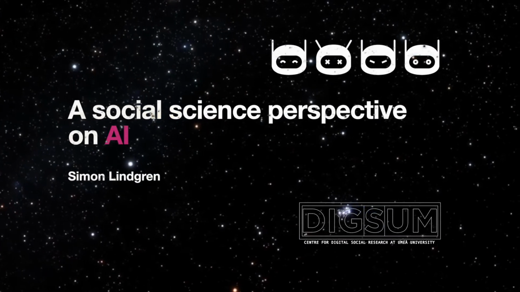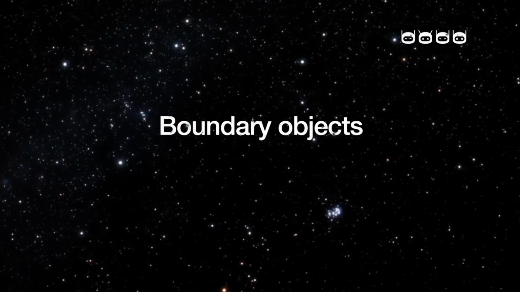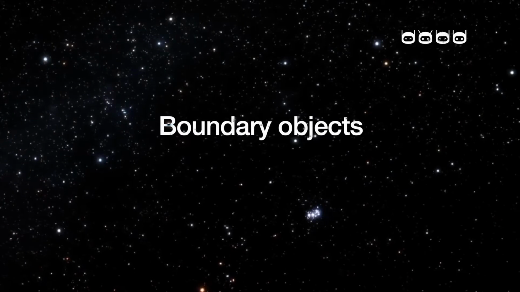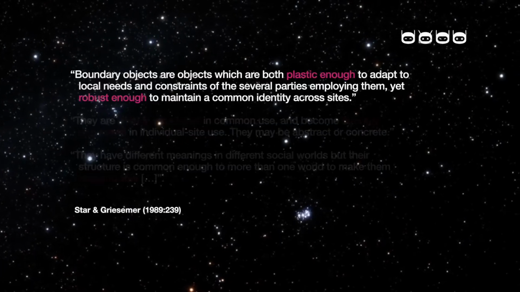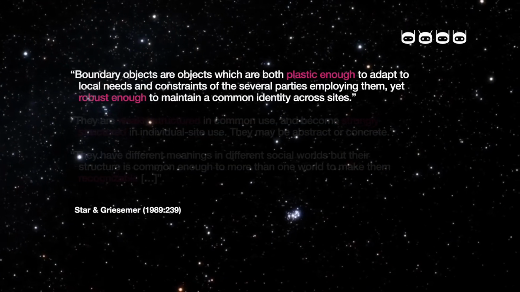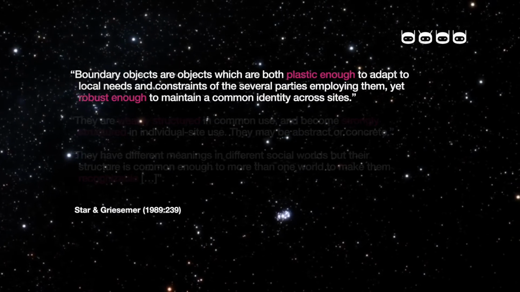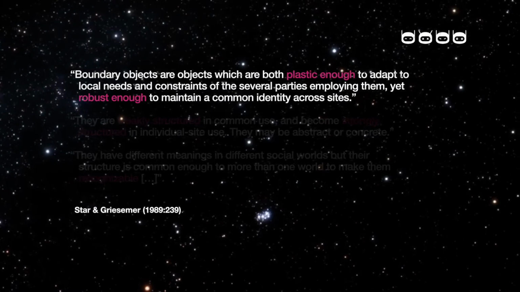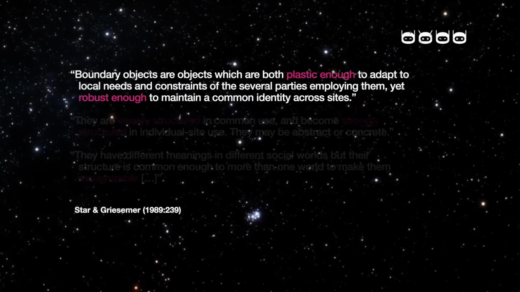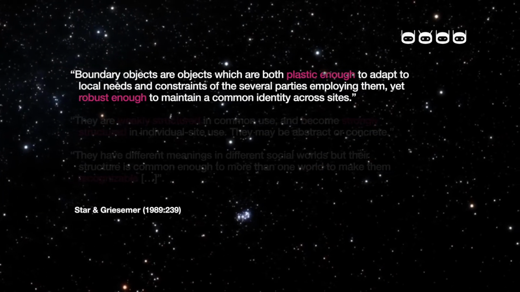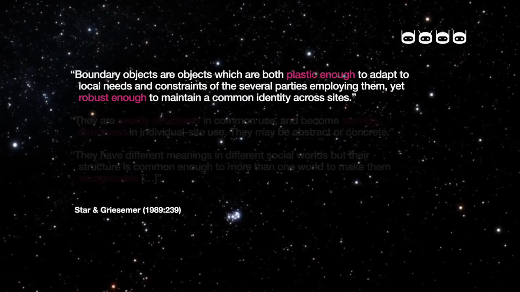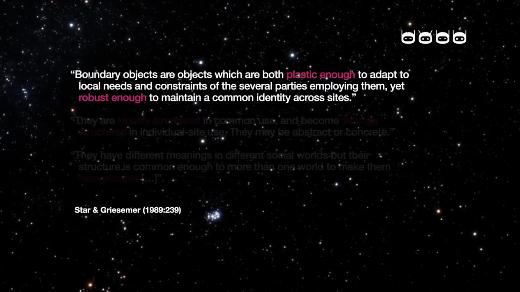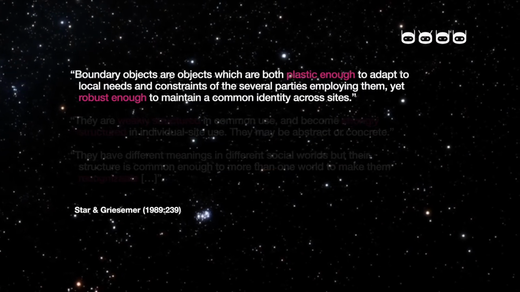Let me start by talking about boundary objects. In sociology, boundary objects are defined like this. Boundary objects are objects which are both plastic enough to adapt to local needs and constraints of the several parties employing them, yet robust enough to maintain a common identity across sites. And I argue that AI, at least as it's talked about now with the emerging broad research agenda around it, is indeed a boundary object.